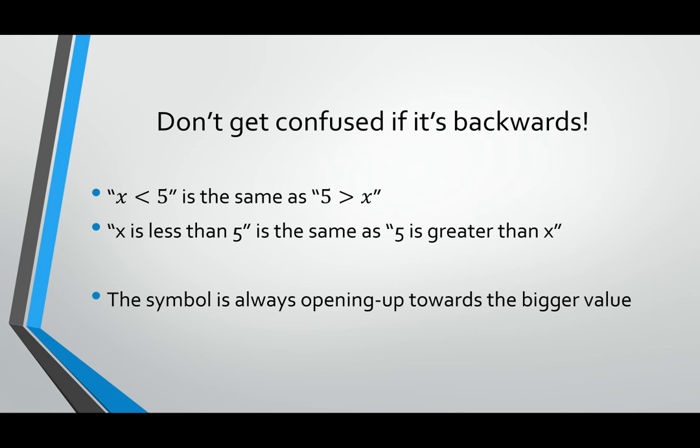Anyway, x is less than 5 is the same thing as 5 is greater than x. So just keep that in mind. It's always opening up towards the bigger end. Oh, I lost my train of thought. Yeah, because the gator would eat the bigger half, right? The gator would want to eat more, so that's why it's always trying to eat the bigger side. So it wants to eat 5 because 5 is bigger than x in both cases here.